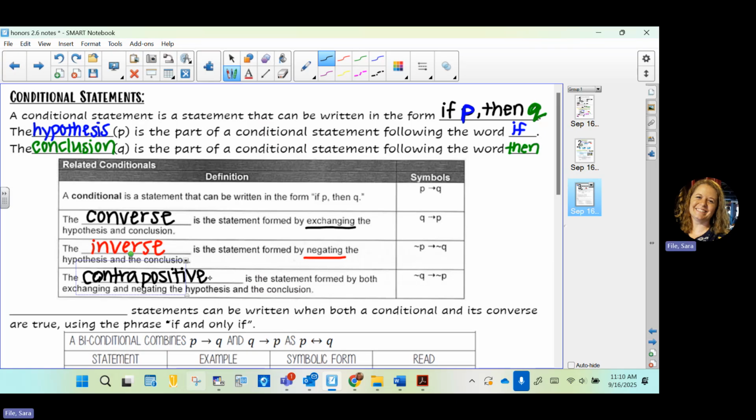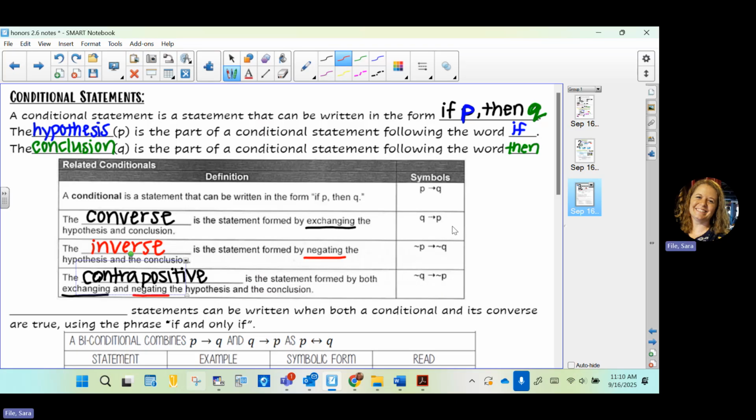The contrapositive is the combination of converse and inverse. You are exchanging and negating. So in the symbols, it's not Q, then not P. It would be, if he does not want a glass of milk, then you did not give the mouse a cookie.